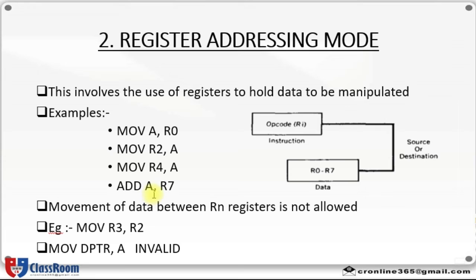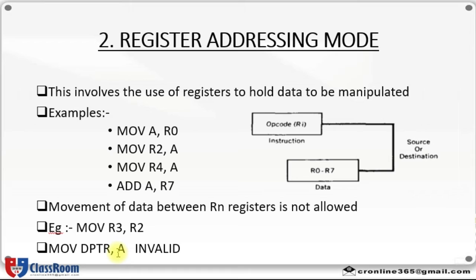These are the examples of register addressing mode. The most important thing is that in register addressing mode, movement of data between two registers is not possible. For example, move R3 comma R2, or move R4 comma R1, or move R6 comma R7 are invalid instructions. This is not possible. Also, move DPTR comma A is an invalid instruction.